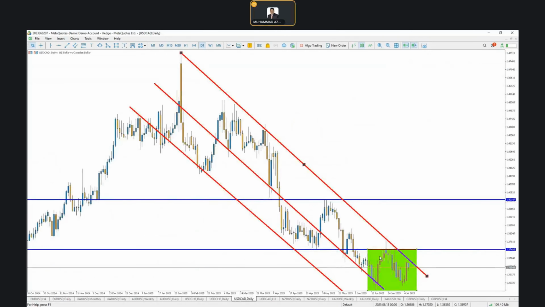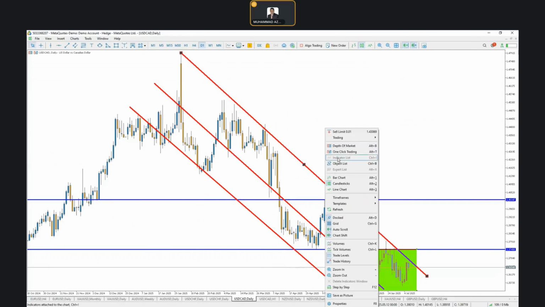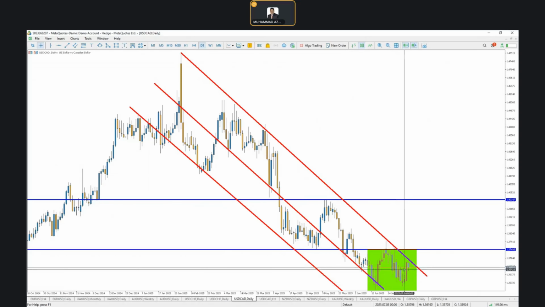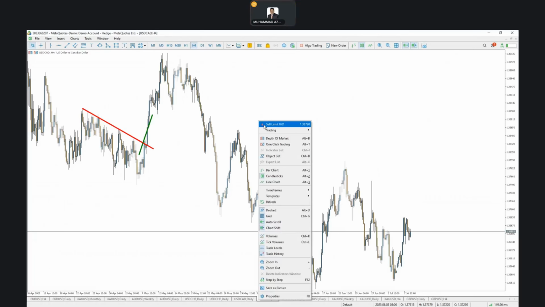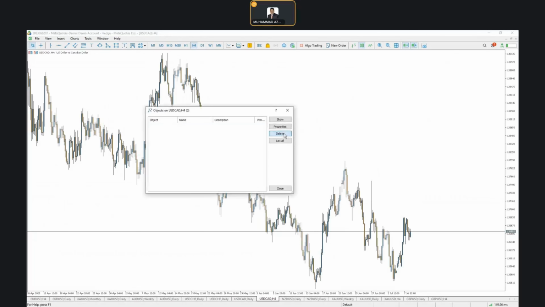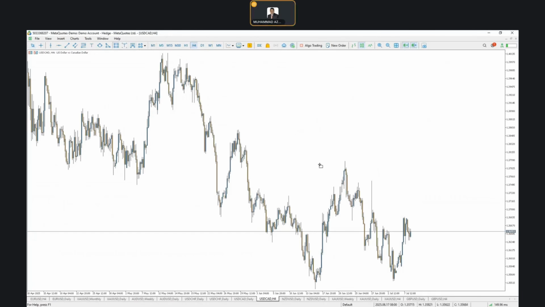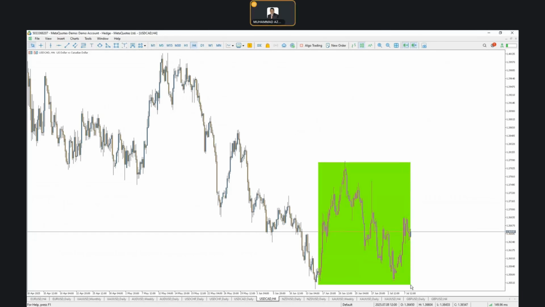Regarding the USD CAD, price action is going sideways. Overall, the trend is down. It's a bearish trend going on inside the USD CAD currency pair. So overall, it's a downtrend. But if you check out the smaller time frame, like go over to a 4-hour chart over here, you see the overall price action is moving sideways.